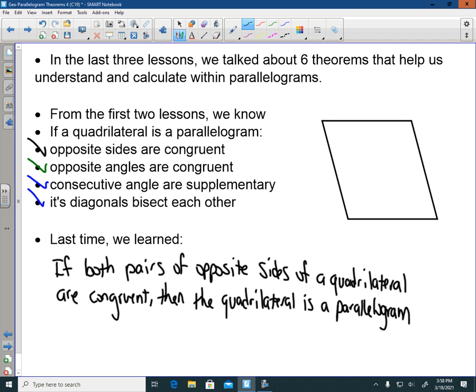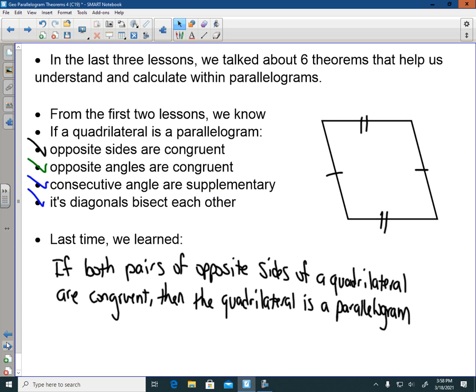What this means is with this shape here, this quadrilateral, that's all I need to know. And instantly I know it's a parallelogram. I don't need those parallelogram markings anymore. I just know if both pairs of opposite sides of a quadrilateral are congruent, then the quadrilateral is a parallelogram.